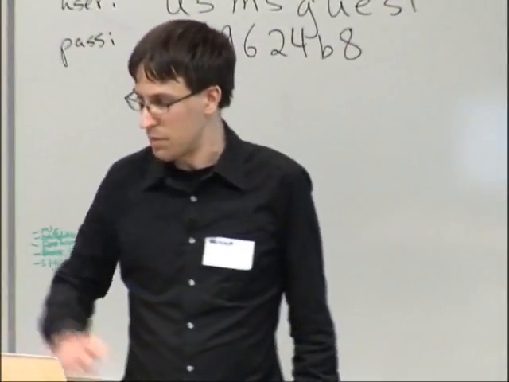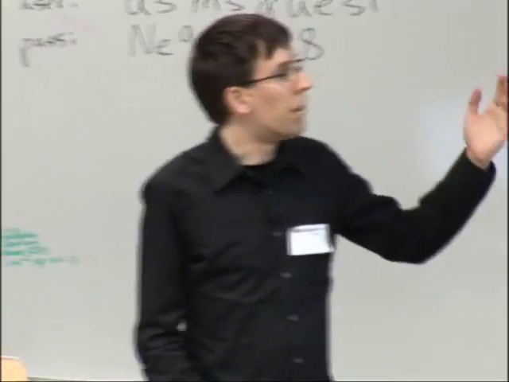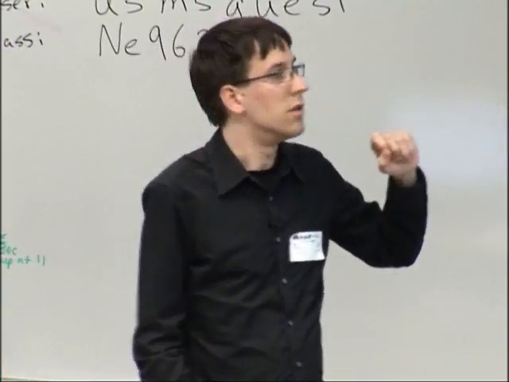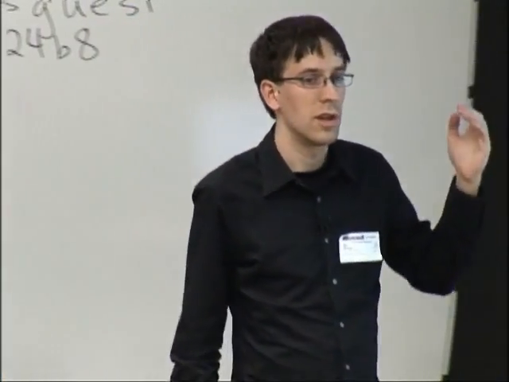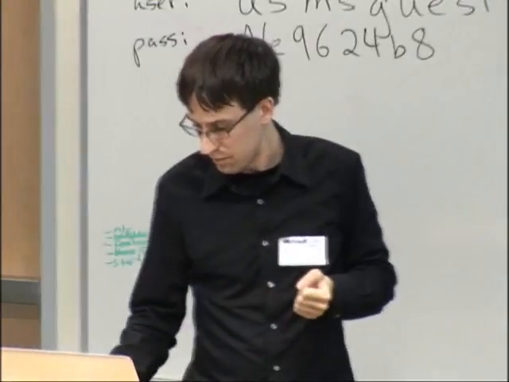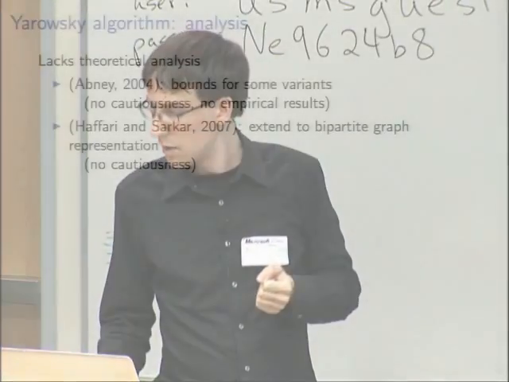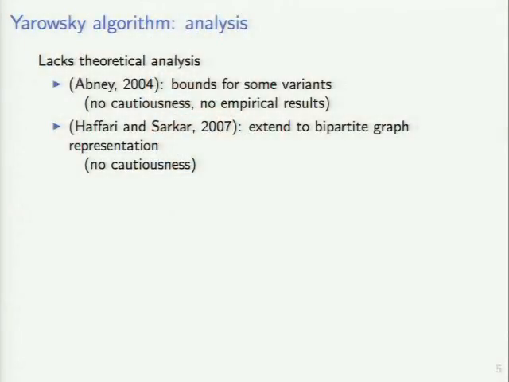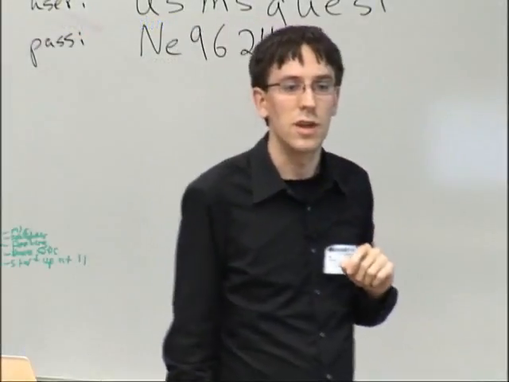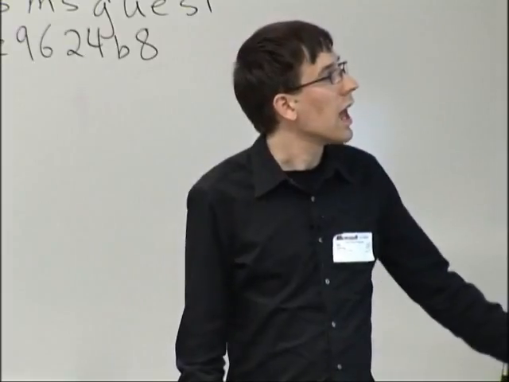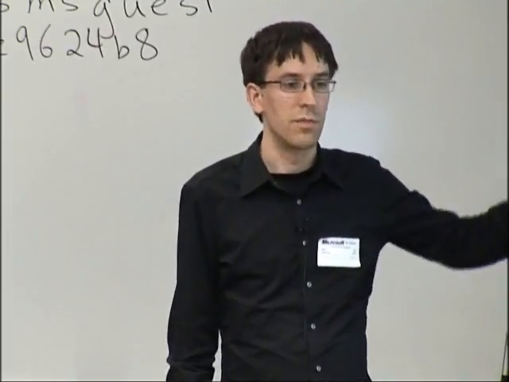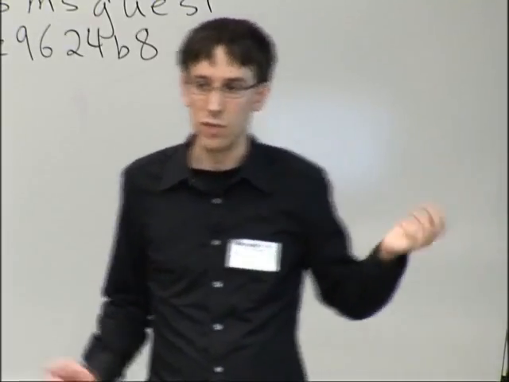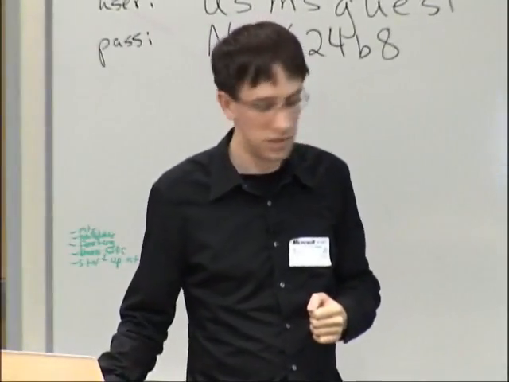Abney, in this paper, addressed that, but only for certain variants. Those variants are not cautious, and he doesn't give empirical results. We don't think that they would do as well without cautiousness added. Haffari and Sarkar extend this analysis, and they use a bipartite graph representation, which we'll see in just a minute. And we do have empirical results, but it's not cautious and therefore does not do as well as what we just saw.